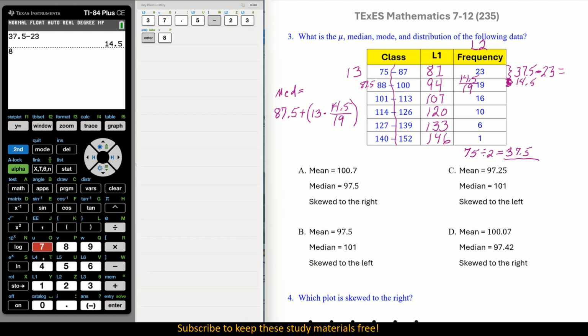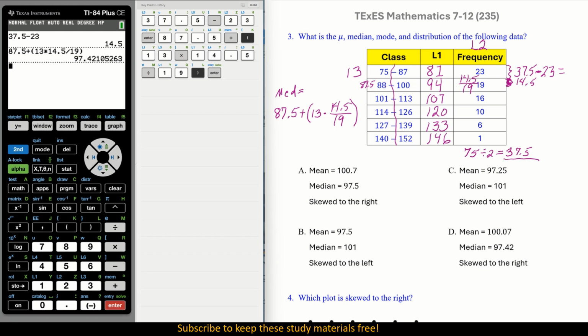Okay, let's put that in our calculator. Okay, 87.5 plus, I like to use the parentheses, 13 times 14.5. Divide that by 19. Close your parentheses. Now we push enter, and we have a median of 97. We're going to have to do some rounding.